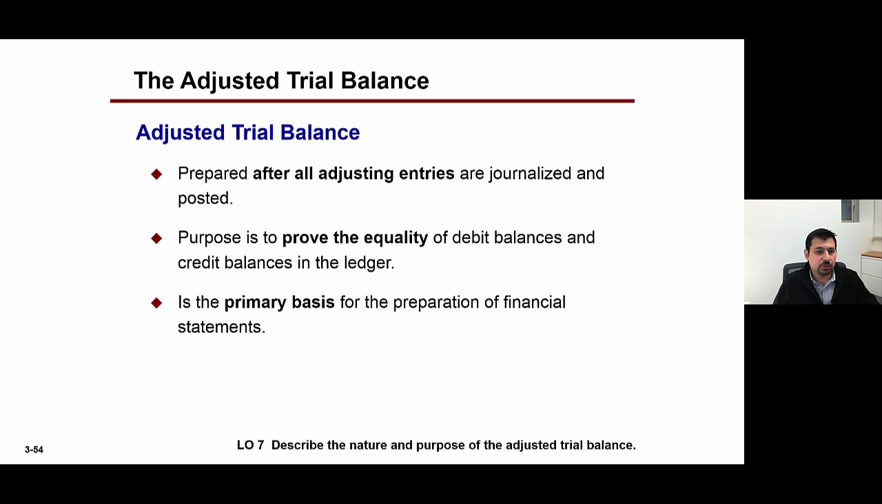And once we have those adjusting entries made, we can prepare the adjusted trial balance. This is usually prepared after finishing with all those adjusting entries. Then we journalize them and we post them to the ledger. And again, like the trial balance, we try to prove the equality of total debits and total credits. The information in the adjusted trial balance is the basis of financial statements. This is mostly the information that we use in order to prepare the financial statements.